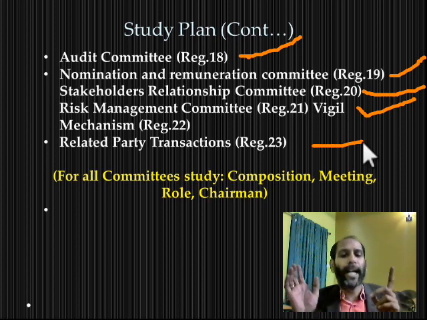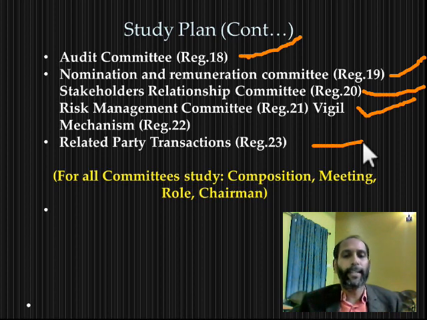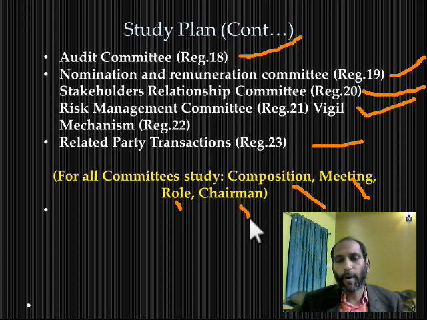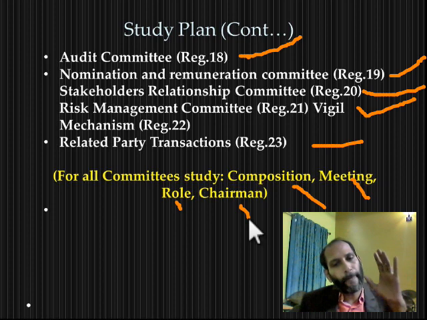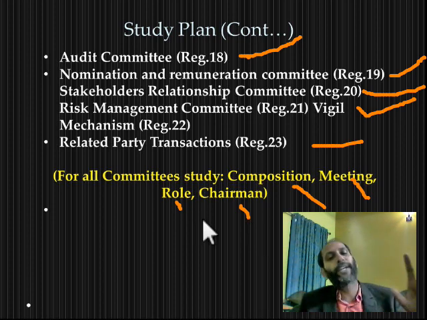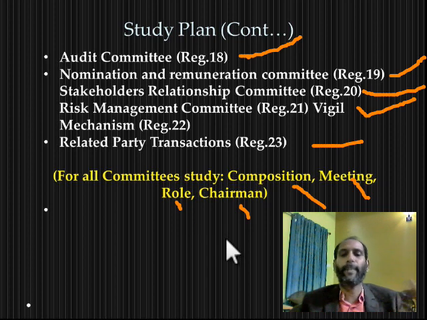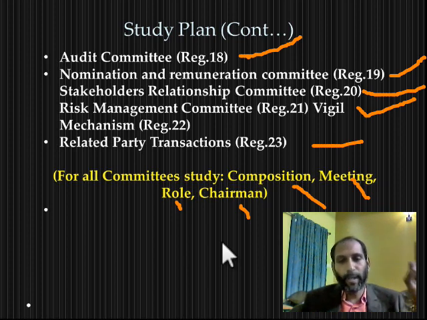For all committees, I recommend you study the composition, the meetings, the number of meetings, including the quorum, the role of the committee, and who is the chairman. Take it from me, for all committees you have to study a standardized format. Study the composition, the meetings, the role of the committee, and who is the chairman. Most chairmen will be independent directors or non-executive directors. So this slide will fetch you marks, because this is easy: if you are thorough in sections 177 and 178 of the Companies Act, this slide is very easy.